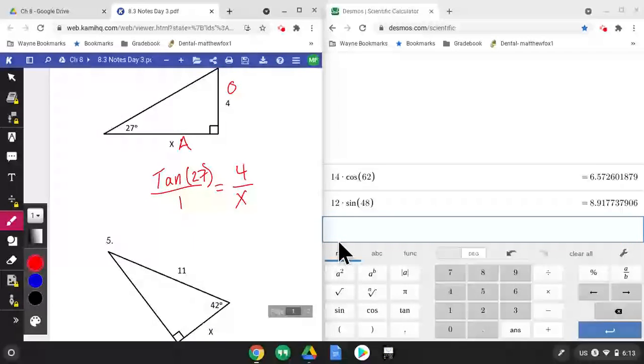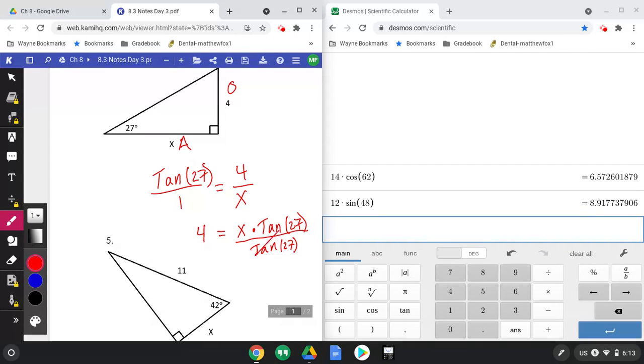We're going to get 1 times 4 is 4. That will equal x times the tangent of 27. Now, tangent of 27 is just a number. That's the same as if it was like x times 3. Okay, except tangent of 27 is a little bit different. Okay, it's obviously going to be a more complicated number. It's not going to be a whole number probably. But all we have to do is just divide by tangent of 27.